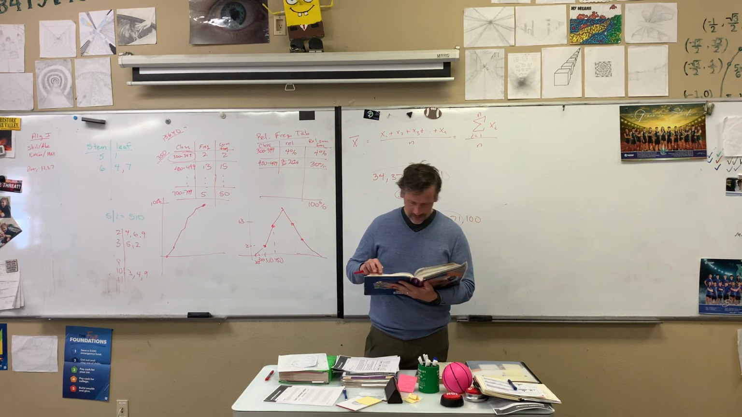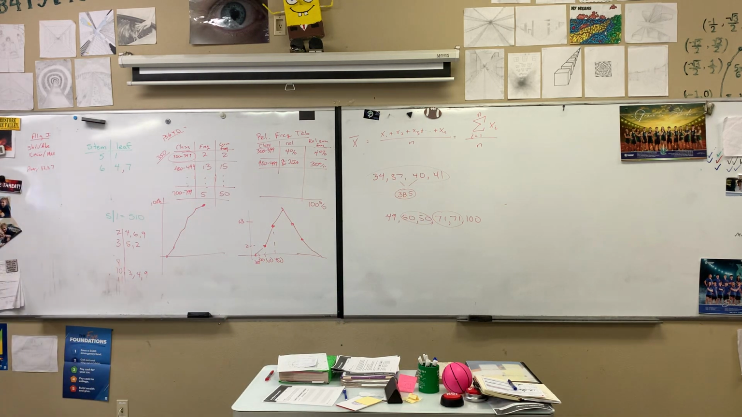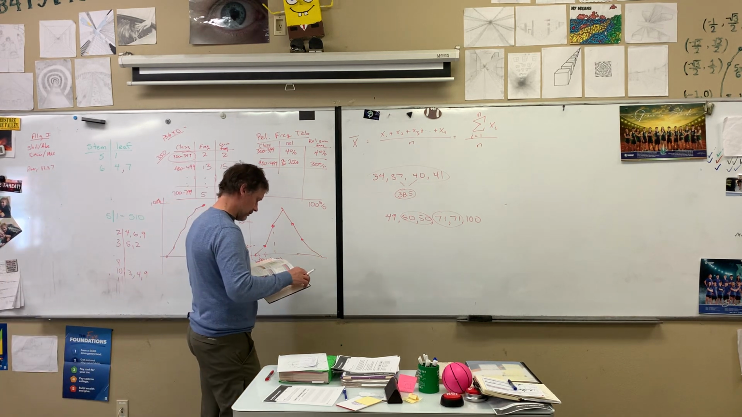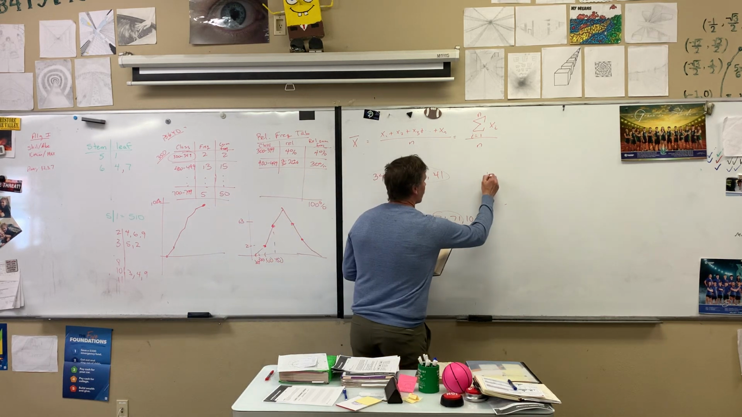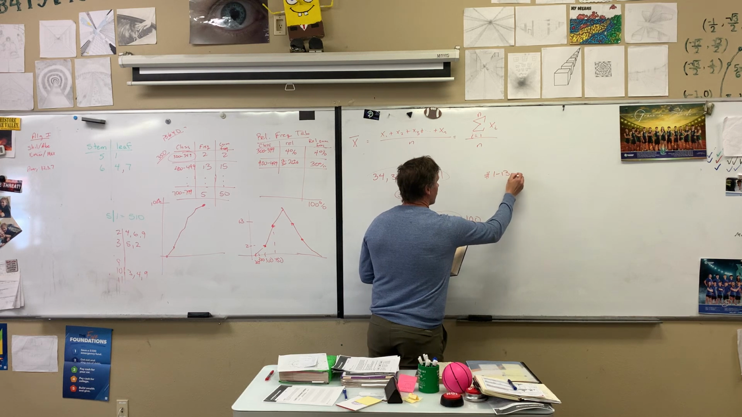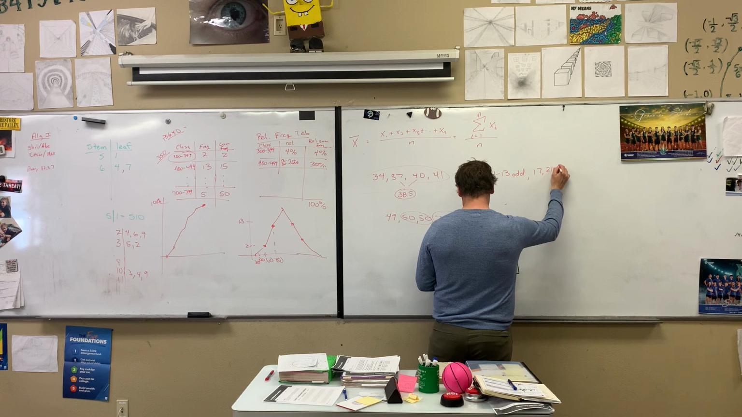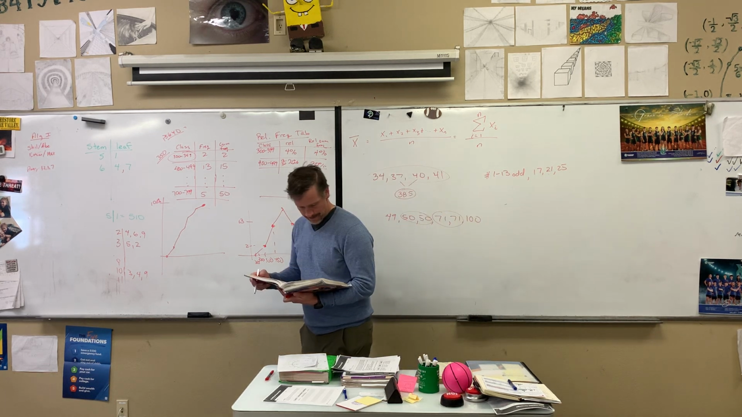Okay. I don't think I printed the homework assignment sheets yet, but I will get those. But for today, if you started, you have 1 through 13 odds, 17, 21, and 25. 1 through 13 odd, 17, 21, and 25.